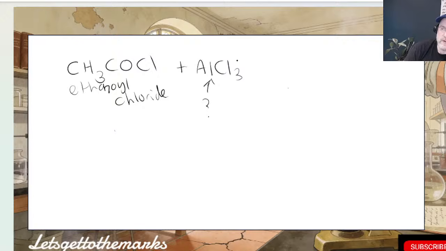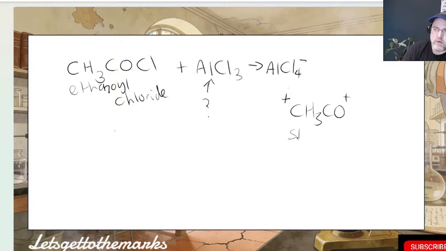Yeah, so what you're going to do here, you are going to form AlCl4 minus, and you are going to get CH3CO plus, obviously, and that's your ethanoyl chloride. You've now made your strong electrophile, and now all we need to do is show that attacking the benzene ring.